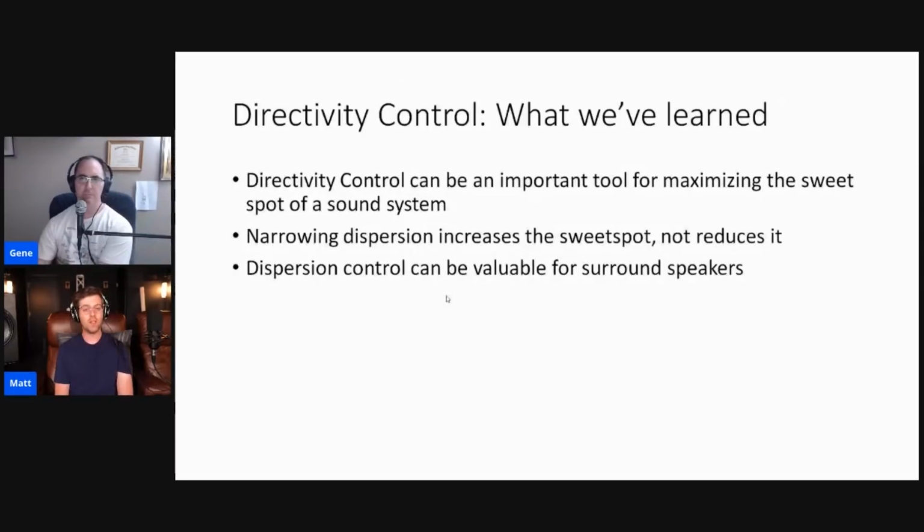Okay, so what have we learned? Well, directivity control can be an important tool for maximizing the sweet spot of a sound system for either two-channel or surround. Narrow dispersion increases the sweet spot. It does not reduce it. It's the opposite of what most people tend to think. And dispersion control can be valuable for surround speakers. There really aren't a lot of narrow dispersion surround speakers on the market. They're not very common, but there are advantages to them, and I wish they were more common.